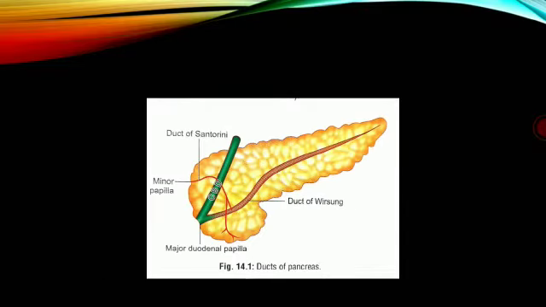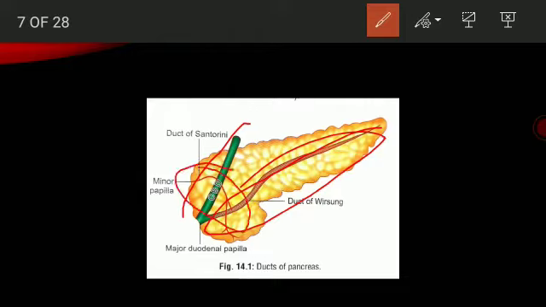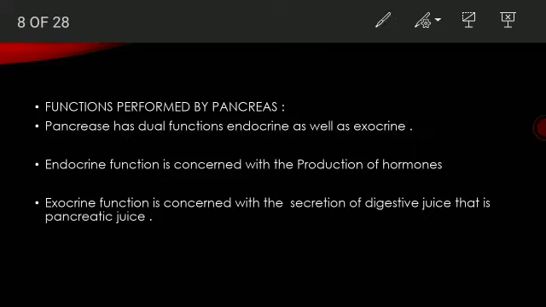Okay, and then these are the ducts of the pancreas. This is the duct of Wirsung, which is the main pancreatic duct. This is the duct of Santorini, which is the minor papilla, and this is the duct of Wirsung and the common bile duct. This green colored one is the common bile duct, which forms the papilla of Vater or major duodenal papilla, which opens into the duodenum.